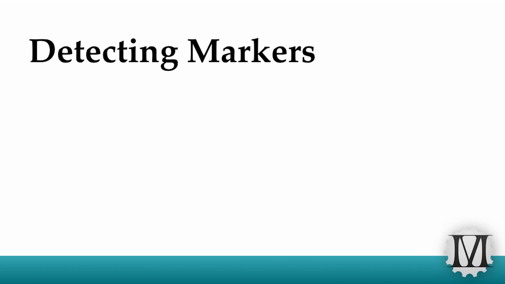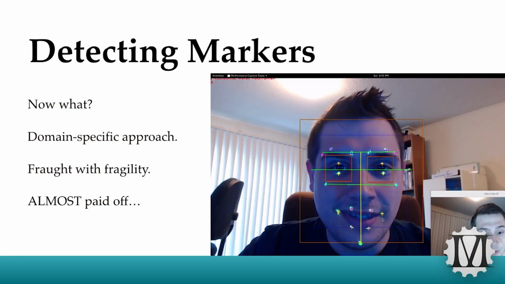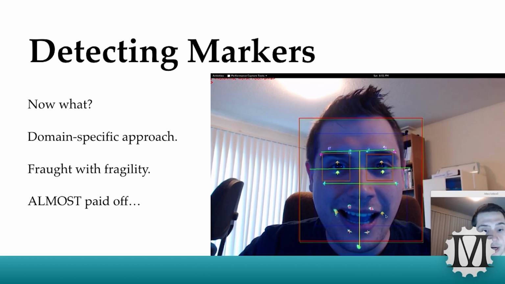However, once we isolated the markers, now what? I've got a whole list of regions of interest on the screen. How do I identify the difference between an eyelid and an eyebrow, or a cheek versus a mouth corner? It was a pretty hard problem to figure out. I started out by using a domain-specific approach, which basically meant I figure out if it's a marker inside of an eye box, then it's probably an eyelid, and if it's above the other one, then it's probably an upper eyelid versus a lower eyelid. As you can imagine, it was pretty fragile, and it almost paid off. It got us moving in the right direction.